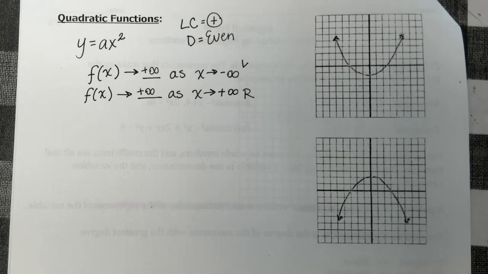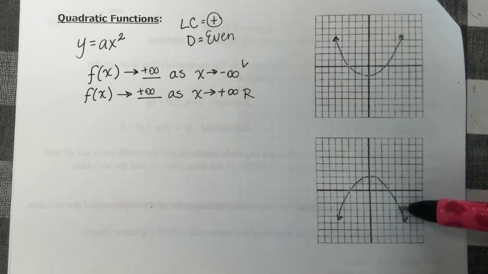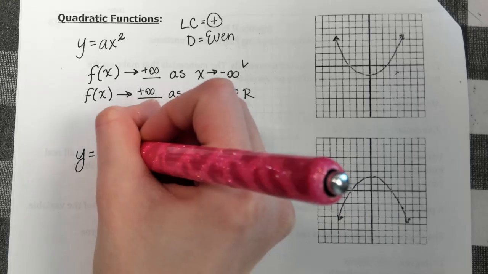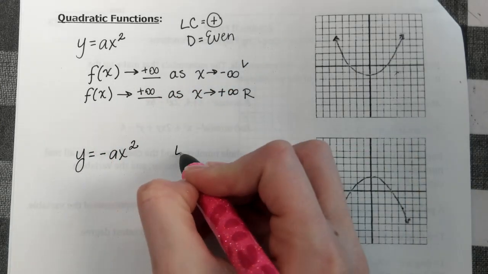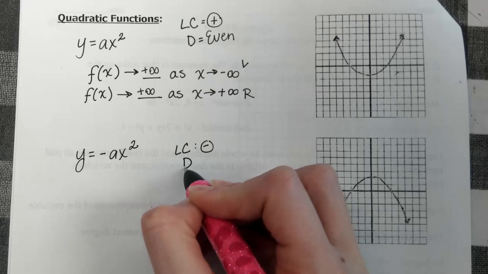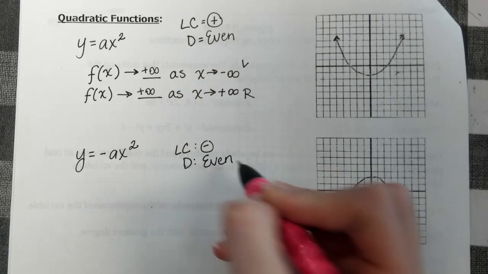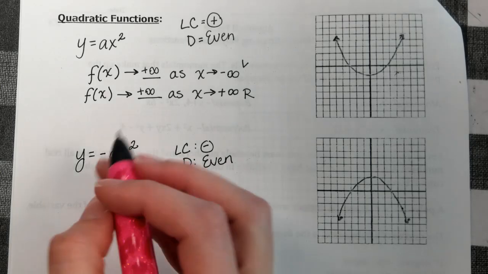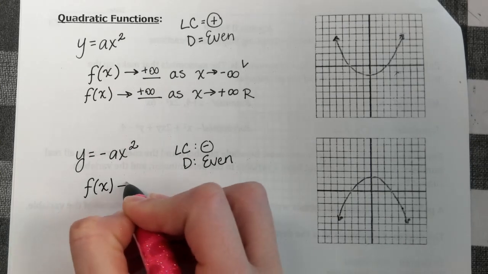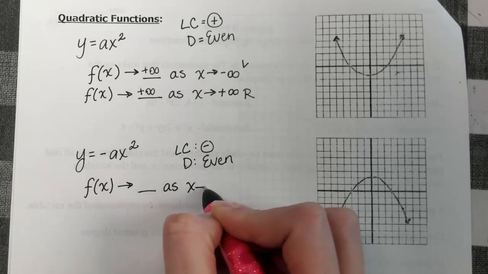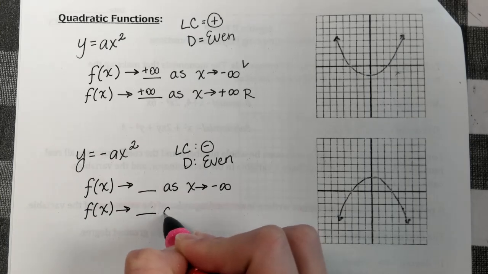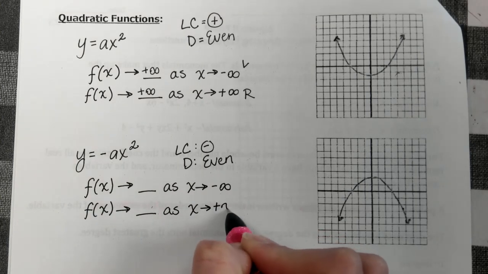Okay. Now what happens to my function for my graph now to be flipped? What do I need? A negative. So this is now y equals negative ax squared. So now my leading coefficient is a negative, but my degree is still going to be x squared, so my degree is still even. Okay, so when I do my end behavior, f of x approaches blank as x approaches negative infinity, and f of x approaches blank as x approaches positive infinity.